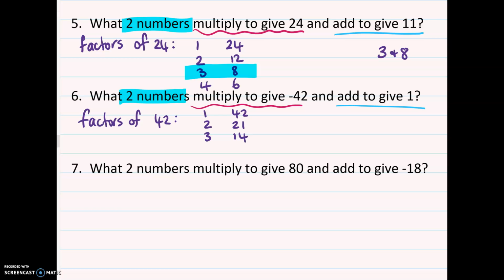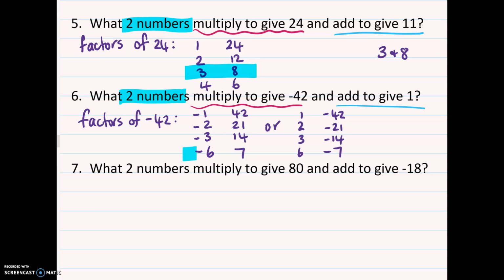4 is not going to go evenly into 42. 5 doesn't go into 42. 6 sevens are 42. So they're the only options. But one pair have to add to give 1. Now keeping in mind they had to be factors of negative 42. So either we've got negative on those numbers, or it could have been a negative on the other number. So to multiply to give a negative, you've got to have different signs. So now when you add them together, you want to get 1.